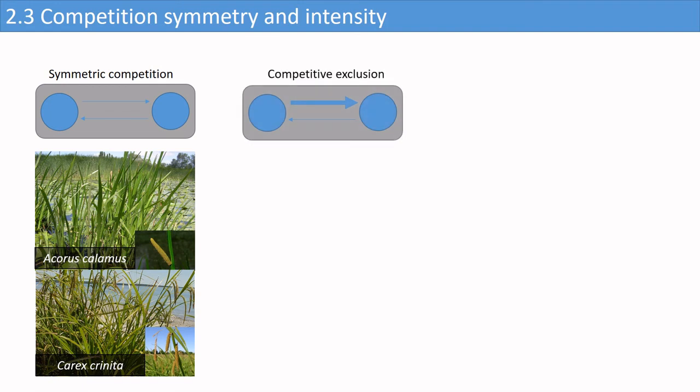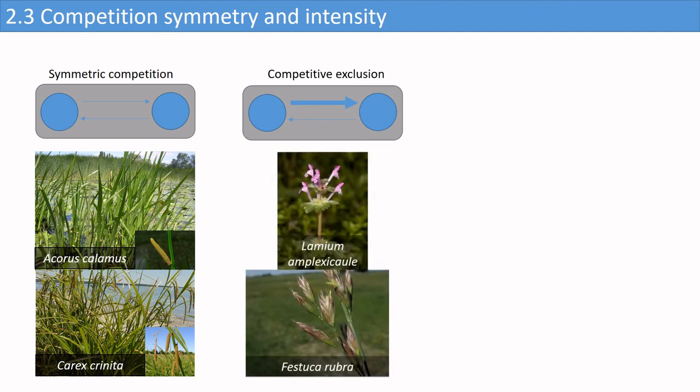Then we have a situation in which one species is a very good competitor and the other really is not. So we still have intense competition, but it only goes one way. The other species doesn't really exert any competitive pressure. And this usually ends in what we call competitive exclusion.